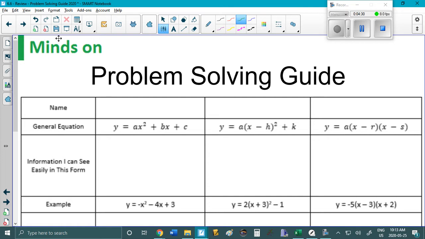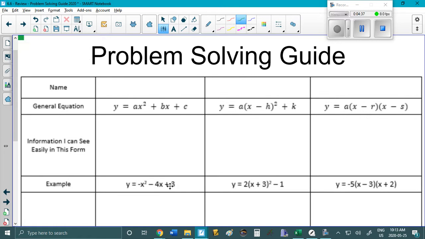All right, here we go. So like I said, today's not a new lesson. It's sort of putting everything together from the whole unit. So what we're going to do is we're going to fill in this table, and then we will solve some problems.